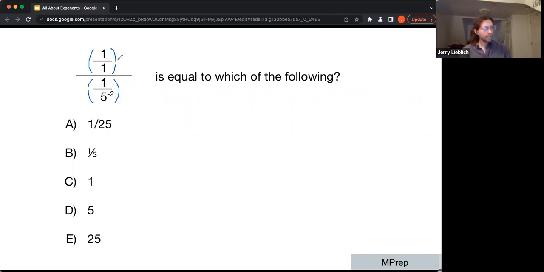Now our top fraction may be kind of easy to deal with, right? 1 divided by 1. Why are they so mean, writing it this way when they could just say 1? Now the bottom fraction, well, we know how to deal with a negative exponent. We just flip it around and make it positive. So this is just going to be 5 squared, which is equal to 25. If we put these together, we get 1 over 25, which is choice A.